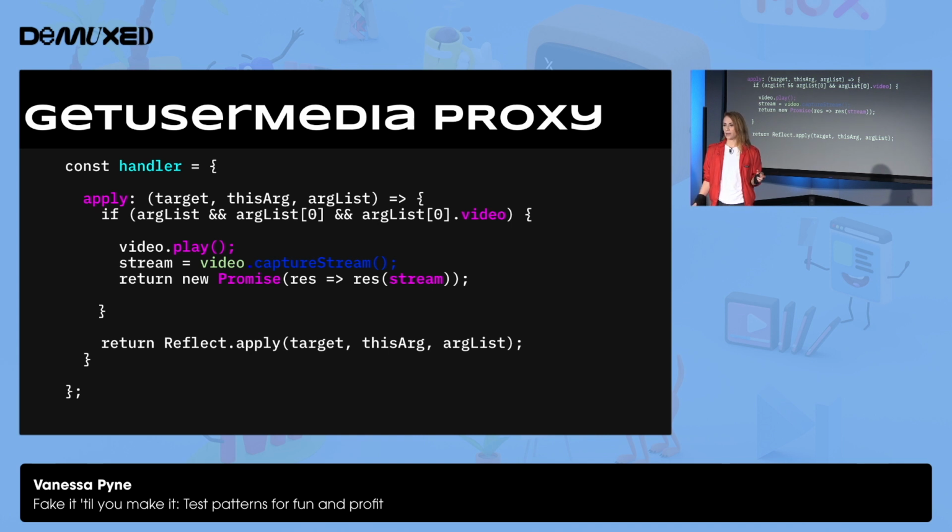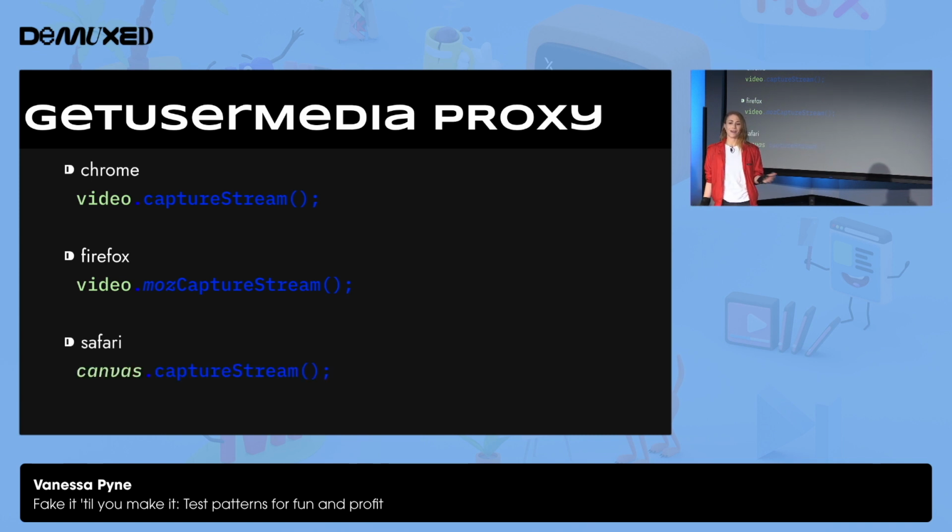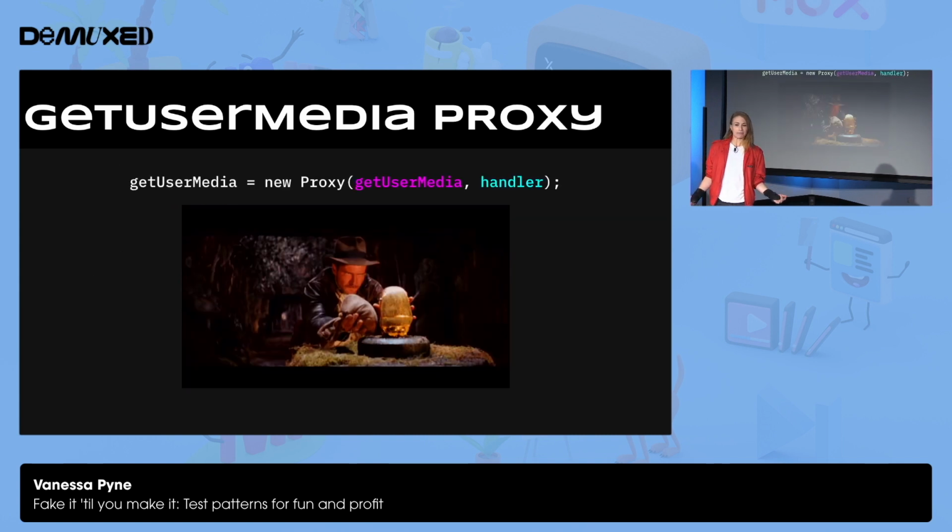And if video is not among the arguments, like if GUM is being called for audio, for example, we use reflect.apply, which behaves as if there was no proxy. Some caveats here. In Chrome, use video capture stream. In Firefox, use the Moz prefixed capture stream. And in Safari, video capture stream is unsupported, so make up something on a canvas and capture that stream.